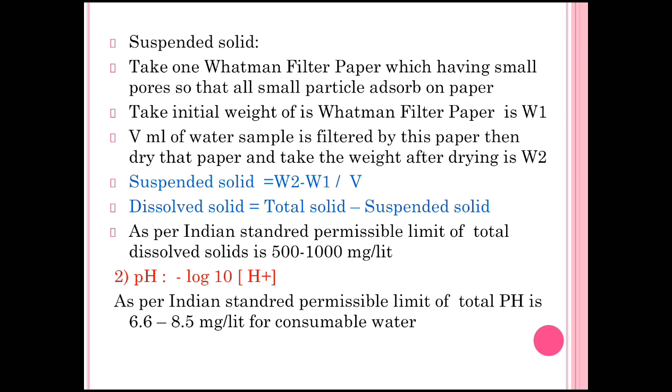Since it has small pores, all the small particles present in the water sample are adsorbed on that paper. Take the initial weight of the Whatman filter paper, the same as with the beaker. First of all, take the weight before filtration, and it is considered as W1. Now V mL of the water sample is filtered through this paper, then allow the paper to dry at room temperature, weigh it again, and that is considered as W2.